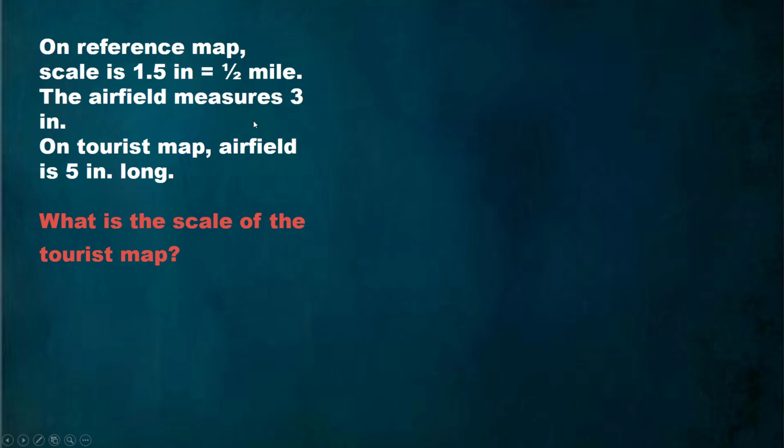So I'm sure you can imagine in your head already how long the airstrip is, right? 1.5 inches is a half a mile, so 3 inches is 1 mile, right? On the touristy map, the airfield is 5 inches long. So we want to figure out the scale on the tourist map.